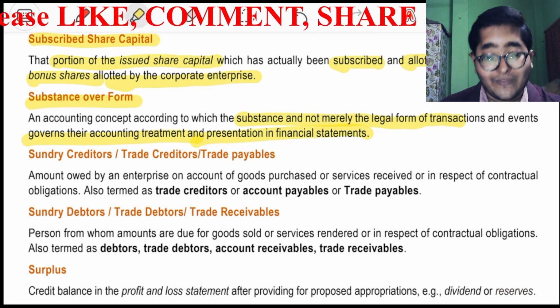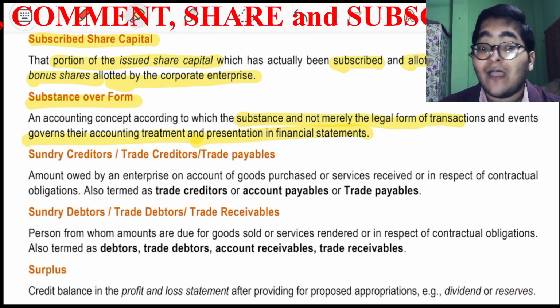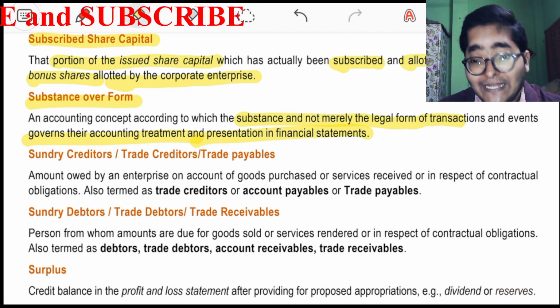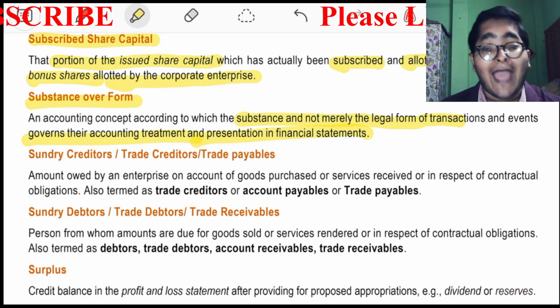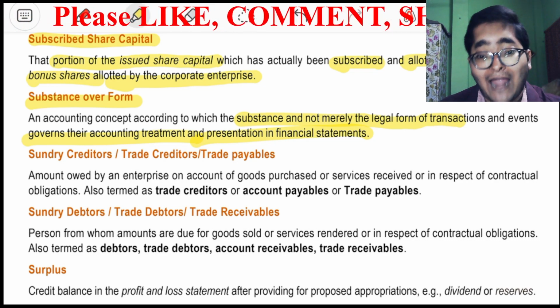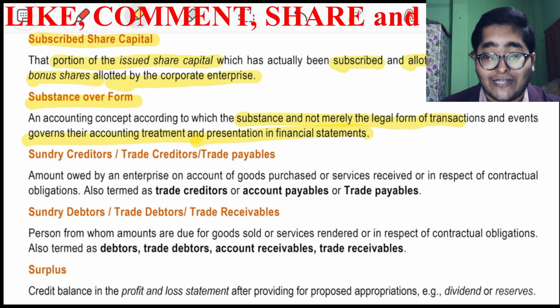Substance over form is an accounting concept according to which the substance and not merely the legal form of transactions and events governs their accounting treatment and presentation in financial statements.